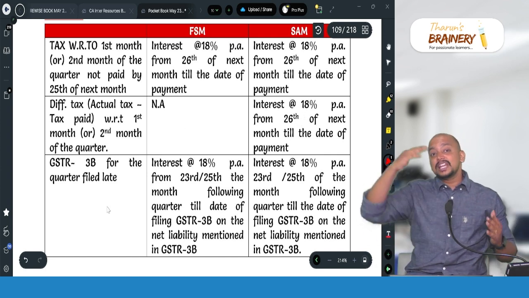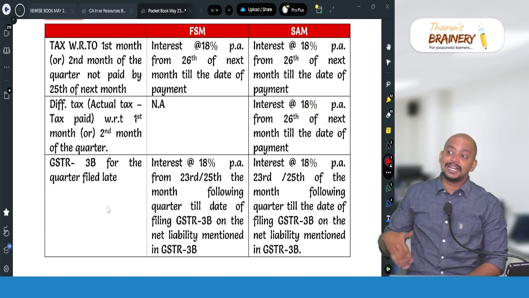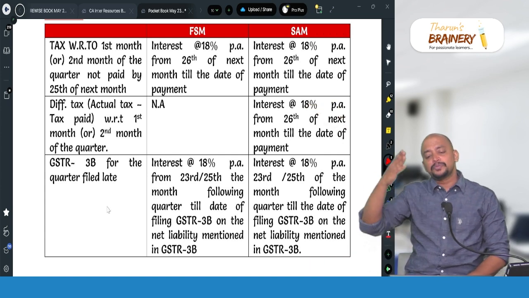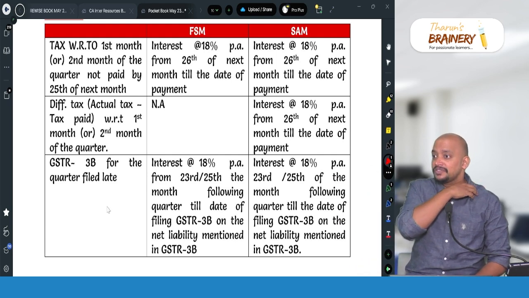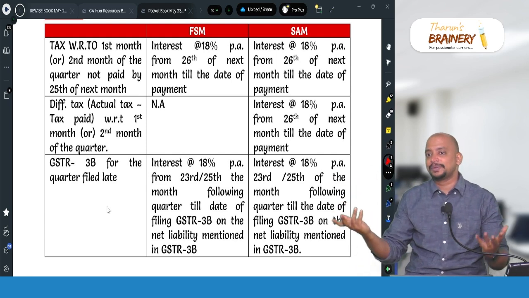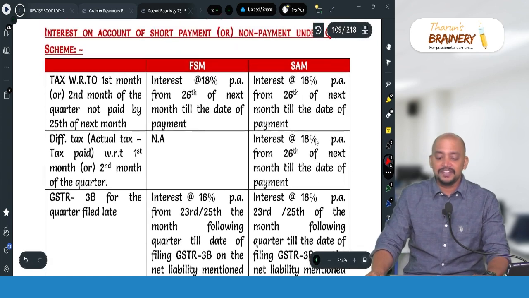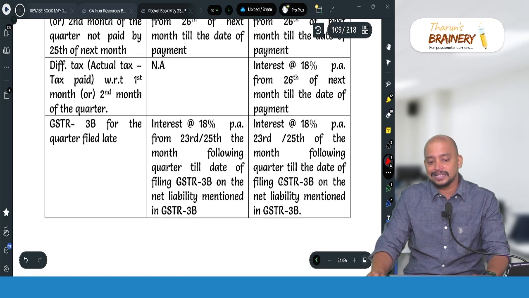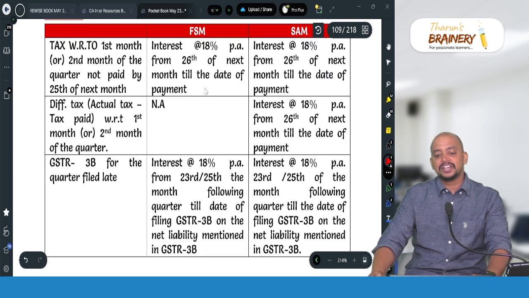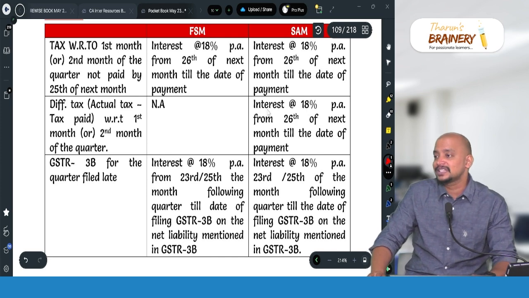Then suppose 3B is filed late. If GSTR 3B is filed late, then from the 23rd or 25th afterwards till the date of filing 3B, you need to pay interest. That is common. So in fixed sum method and self-assessment method, the first interest and the last interest are common, but the second interest alone we will not have in fixed sum method, but it will be there in self-assessment method.